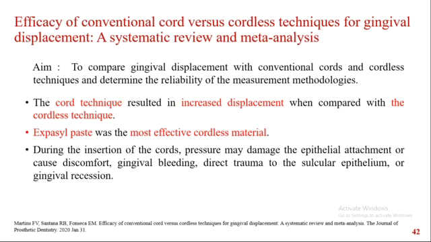Now, a systematic review was done to evaluate the efficacy of conventional cord versus cordless techniques for gingival displacement. It compared gingival retraction cord impregnated with aluminum chloride, ferric sulfate, and 2 of the articles used saline for impregnating the retraction cord. Whereas in the cordless technique, Expasyl, Magic Foam, and Merocel were compared. The results of the systematic review showed that the cord technique resulted in increased displacement as compared to the cordless technique. And amongst the cordless materials tested, Expasyl was the most effective.